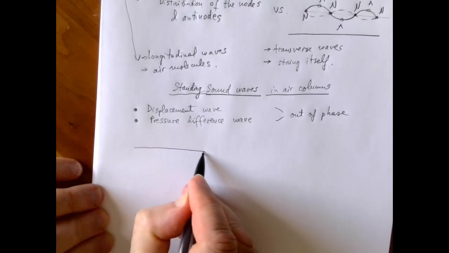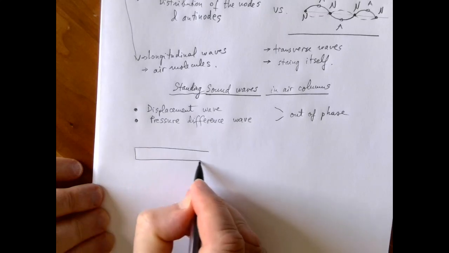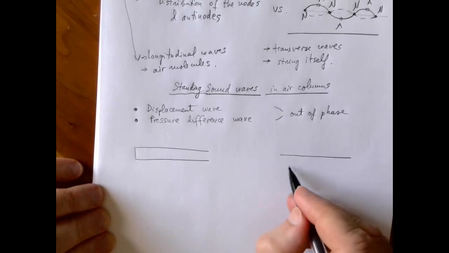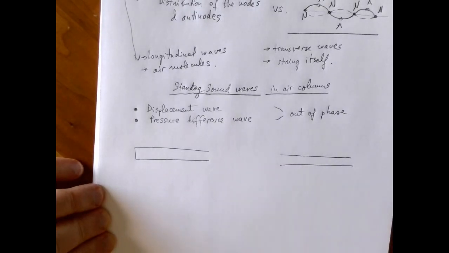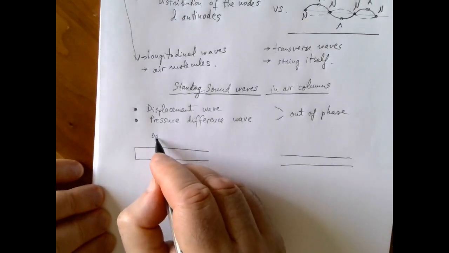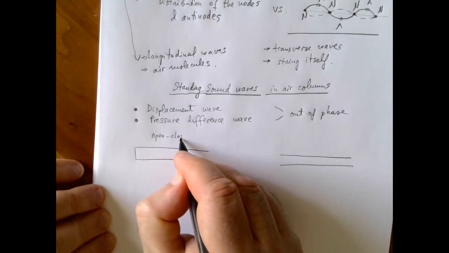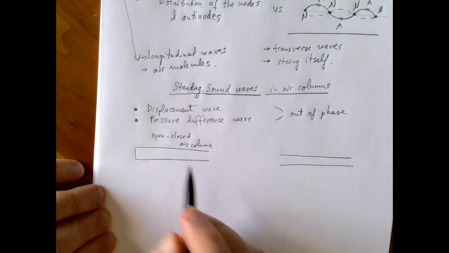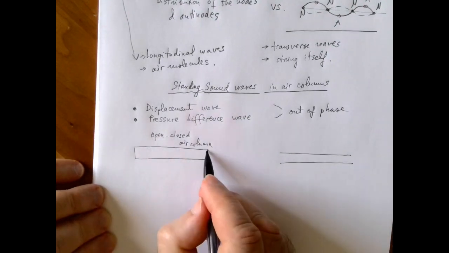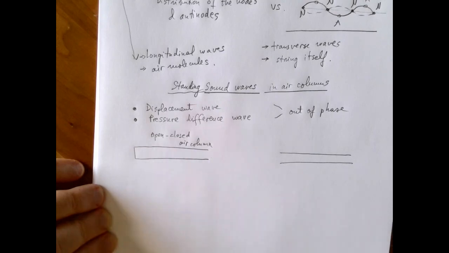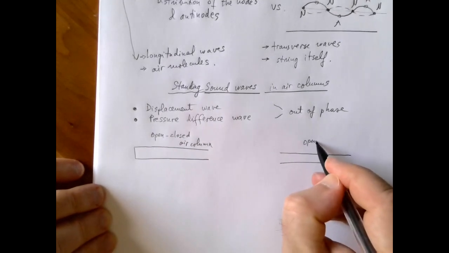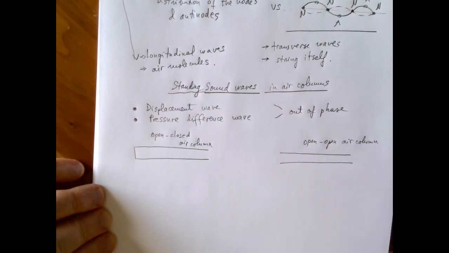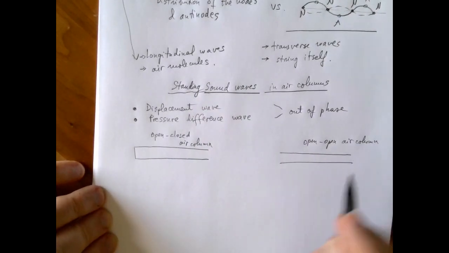So we'll deal with two types of air columns, the so-called open-closed and open-open. So this is an open-closed air column. You see why we call it open, why we call it closed. One end is open, one end is closed. And this is what we call an open-open air column. No explanation required.